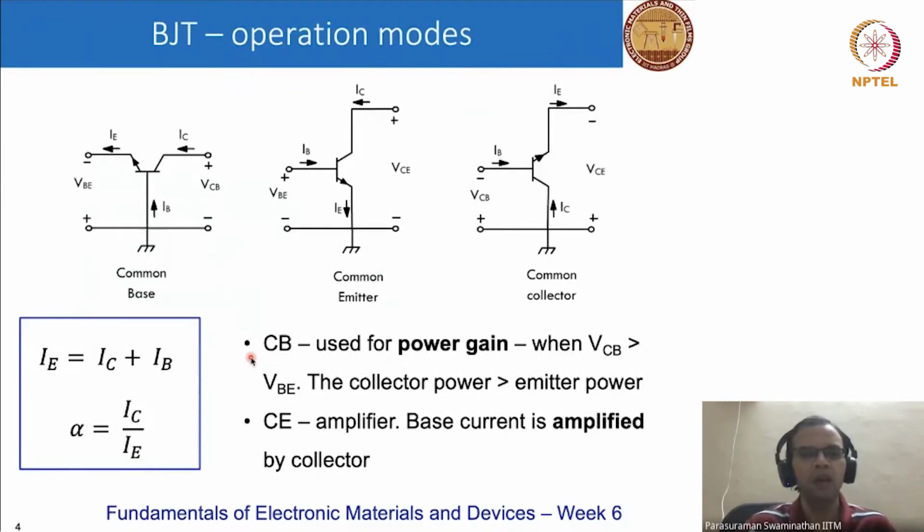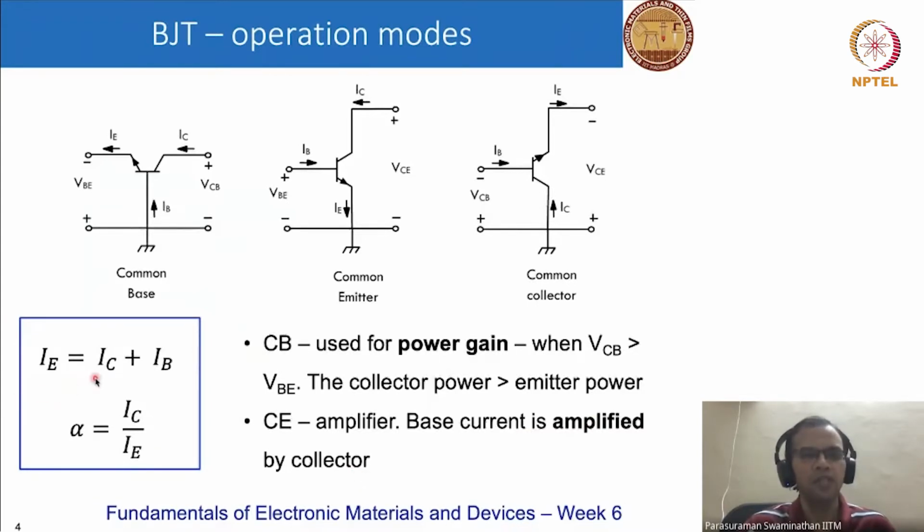So depending on how the BJT is operated, it can be used for power gain. So if we have a common base mode, when the voltage at the base collector is greater than the voltage for the base emitter junction, then the collector power is greater than the emitter power, and we can use it for power gain. When we use the BJT in a common emitter mode, it essentially acts as an amplifier because the base current is the signal that we supply, and it is in turn amplified by the collector.